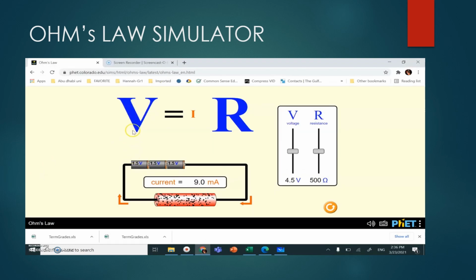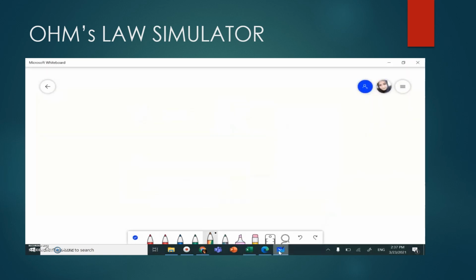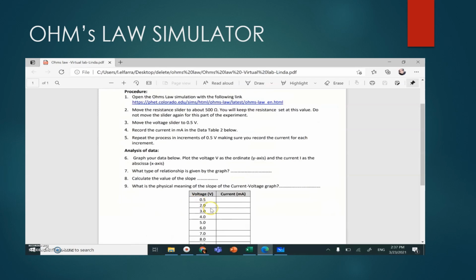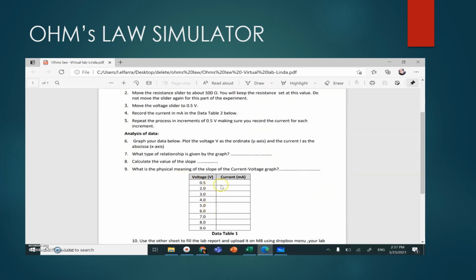As we know, Ohm's law gives you a relation between voltage and current. If I increase the voltage, what will happen to the current? The current as well will be increased. So in the experiment, I created a table for you. I want you to keep the resistance fixed at 500 ohm. Each time we're going to play with the voltage and record the value of the current. So we start with 0.5 volt.